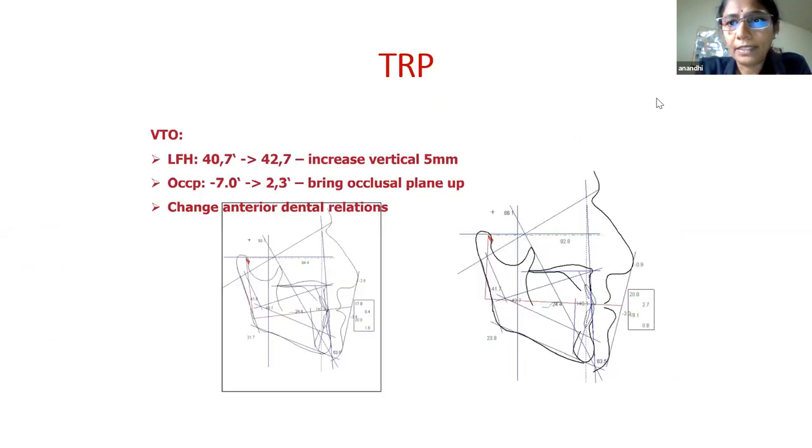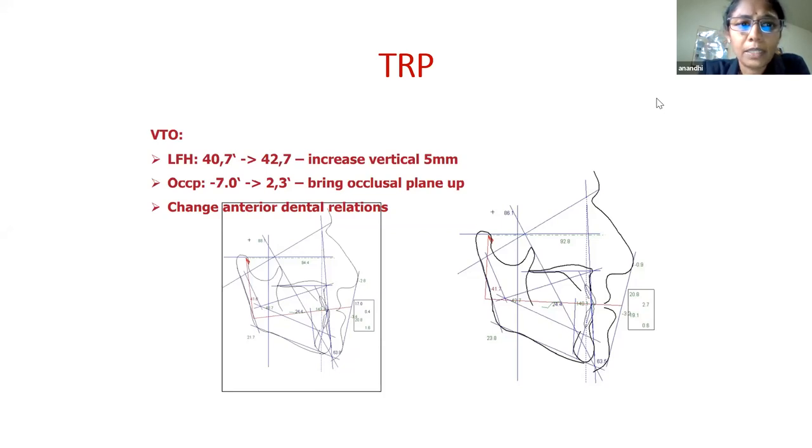So this is the TRP. TRP is therapeutic reference position, like a therapeutic CR, if you want to talk about it like that. So this is a visual treatment objective that we did in the computer, right? From the CEPH that we had, we increased the lower facial height. It was 40.7 and we increased it to 42.7. So the increase is 5 millimeters per the computer. Vertical 5 millimeters increases the lower facial height by only 2 millimeters. It's not equal, right?